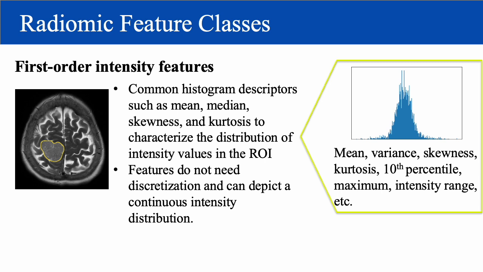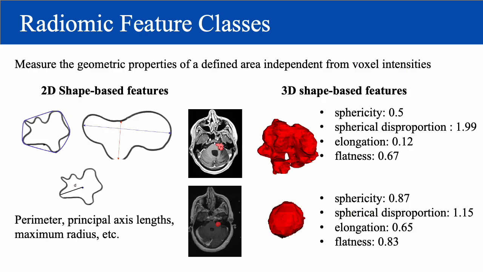First-order intensity features compute common histogram descriptors such as mean, median, skewness, and kurtosis. Shape features are used to measure geometric properties of the tumors, such as perimeter, principal axis length, and radius. 3D shape features can calculate how tumor shape deviates from an ideal sphere. As can be seen from the two tumor models, the spherical one on the bottom has higher sphericity value, elongation, and flatness values, and lower spherical disproportion values, compared to the more irregularly shaped tumor.